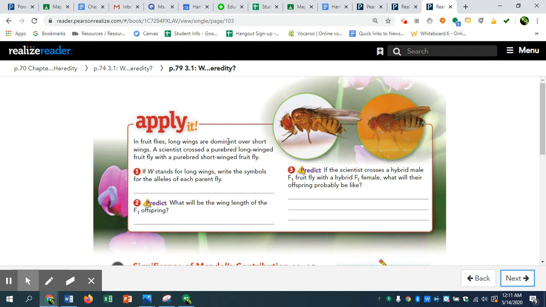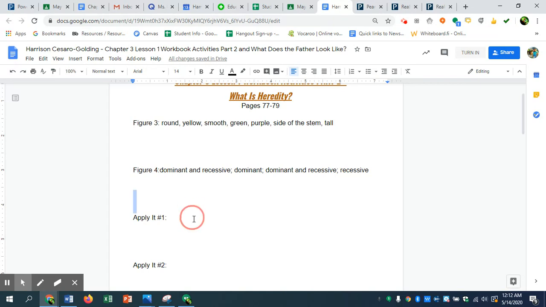So in fruit flies, long wings are dominant over short wings. A scientist crossed a purebred long-winged fruit fly with a purebred short-winged fruit fly. So now we're going to be using capital W to represent the long wings, the dominant, and then write the symbol of the alleles for each parent. So if this parent is a purebred and has long wings, and this parent is a purebred and has short wings, the letters that we're going to use are, for the purebred dominant, capital W, capital W. For the purebred recessive, it'll be two lowercase w's. Okay.